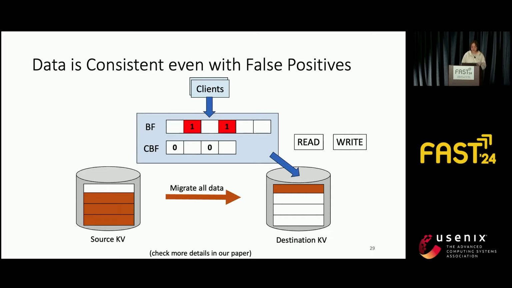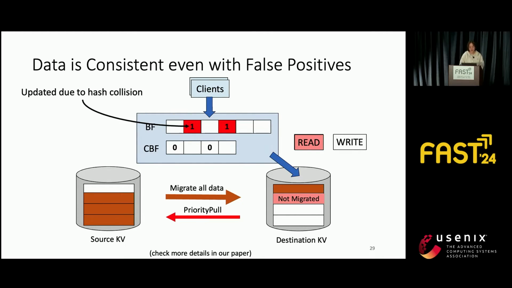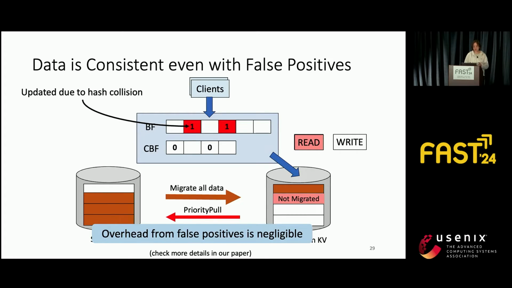However, the false positives of BF and CBF can still cause inconsistency. For example, the BF says 1 here, but actually the key was not updated; it's due to a hash collision. And the switch decides to route read and write to the destination. But this read can access not yet migrated data. So to correct this, we use a priority pool to fetch the data from source to destination, and then return the value to the client. The overhead from this false positive is negligible because the error is bounded. And CBF can also have false positives. Please check more details in our paper.